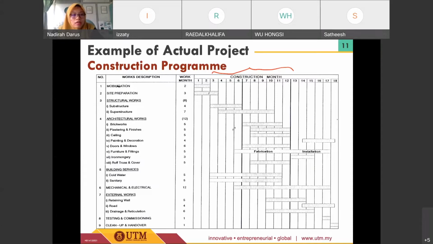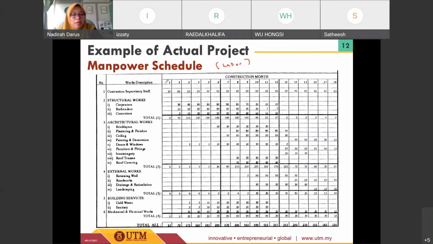The next one is the schedule for the manpower allocation or labor allocation. Based on this work program, which is the overall program, we have this specific schedule for the labor requirement for each of the activities, each of the works that needs to be done. We need to list out all of the required activities, and for sure we need to have the duration and also the number of labor required for each of the activities.